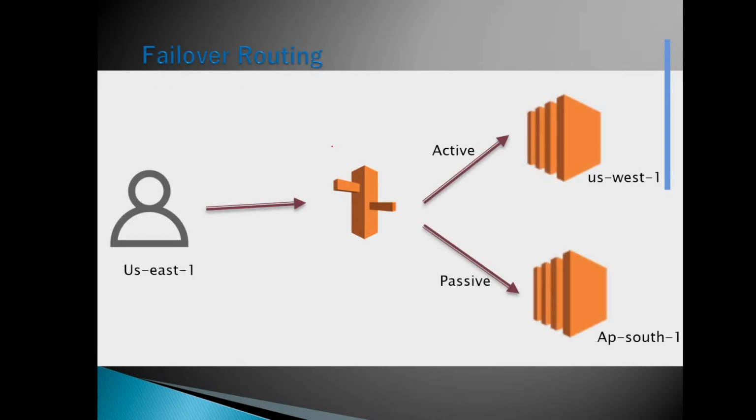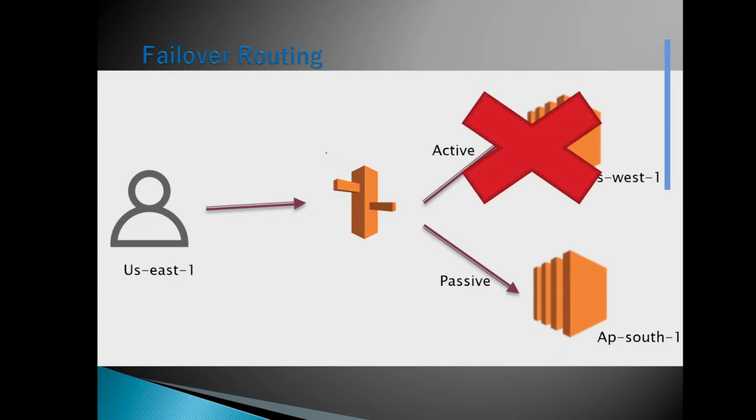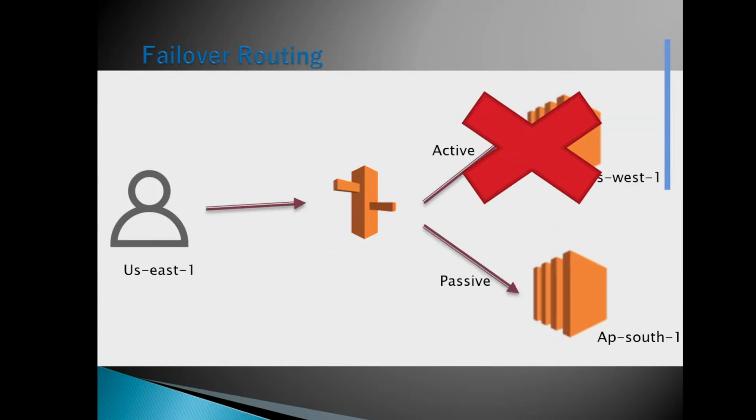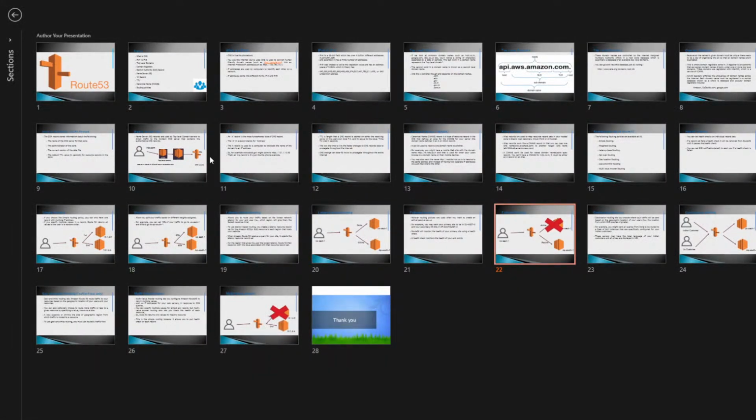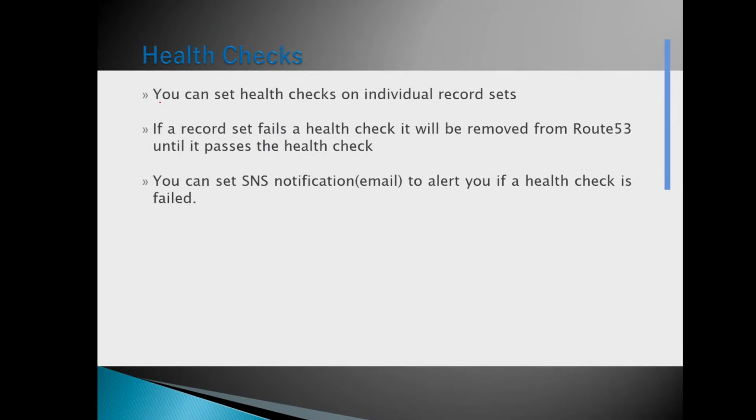So this is your diagram, active and passive. If active goes down, your traffic will go to the passive one. So what are health checkups? You can set health checkups on individual records. If a record set fails a health checkup, it will be removed from Route 53 until it passes the health checkup again. You can set a notification if the health checkup fails.